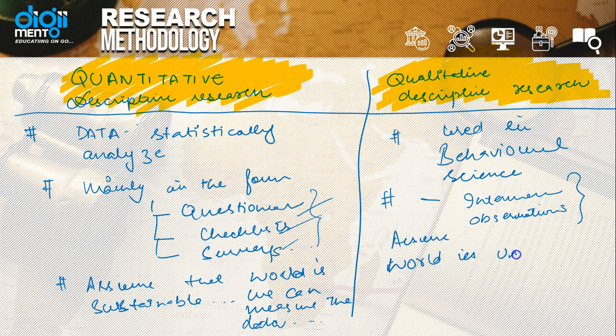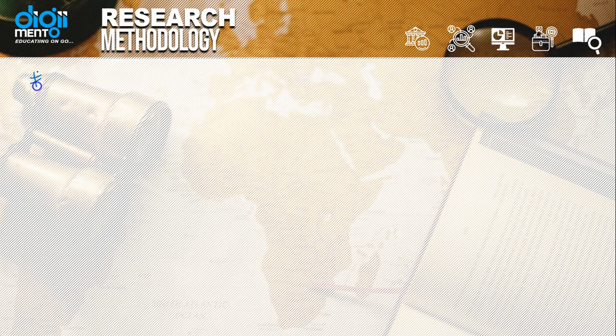So in this we assume that the world is unstable. What does it mean? It means that qualitative descriptive research gives the theory that the idea of one person is different from another, so we cannot measure it, and we research through the behavior of different humans. We take interviews and through some observations we do our research in this way. So this is the main difference between quantitative descriptive research and qualitative descriptive research. Now the last one is experimental research.